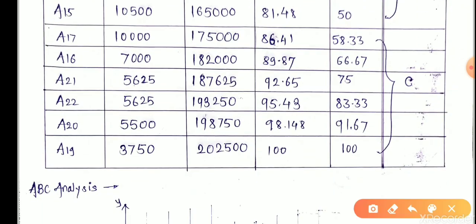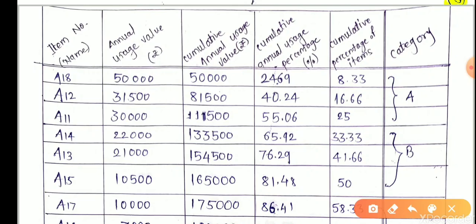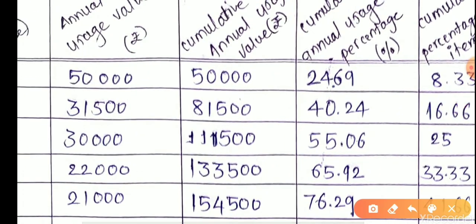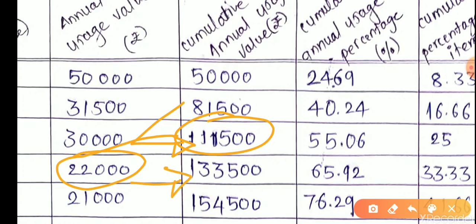Likewise, A19 is at last. Now annual usage values are written down according to their items ranking. Now the cumulative is known. 5,000 plus 3,000 is 8,000. This 8,000 plus 3,150 is 11,150. This plus this, it becomes 133.